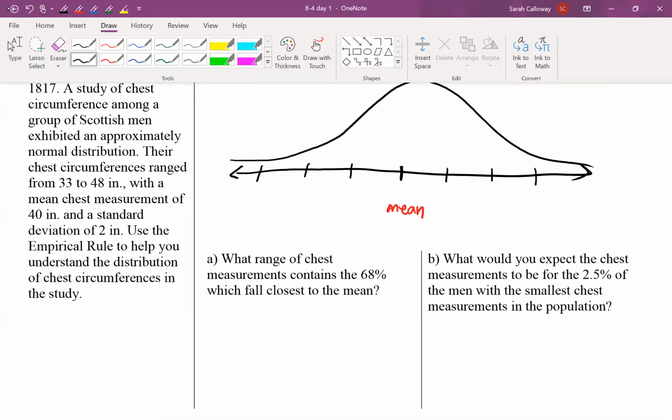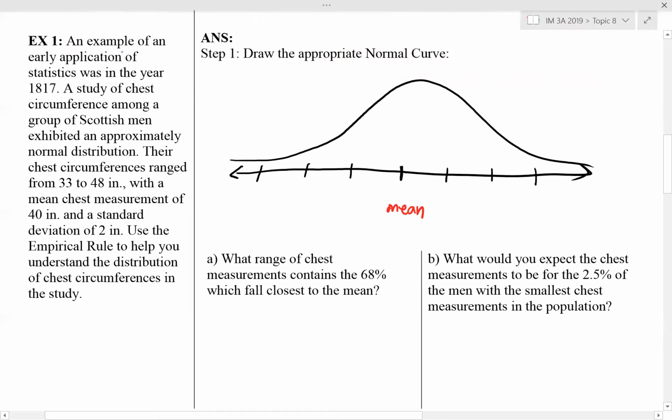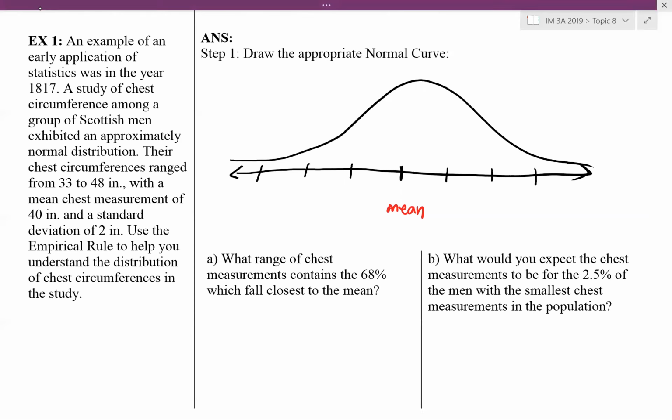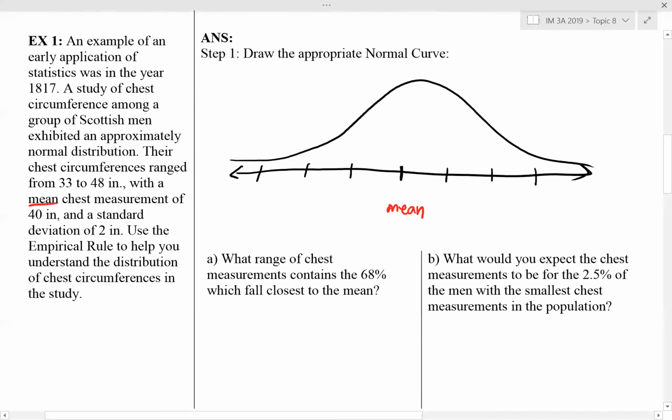not look symmetric. We have an example of an early application of statistics in the year 1817. A study of chest circumference among a group of Scottish men established an approximately normal distribution. Their chest circumferences ranged from 33 to 48 inches, with the mean chest measurement of 40 inches. So they're giving us the mean is 40 inches, so we're going to put 40 as the value for the mean, and a standard deviation of 2 inches. We're going to use the empirical rule to help us understand the distribution of chest circumferences in the study.